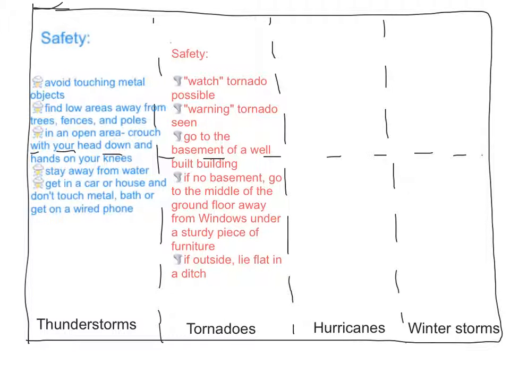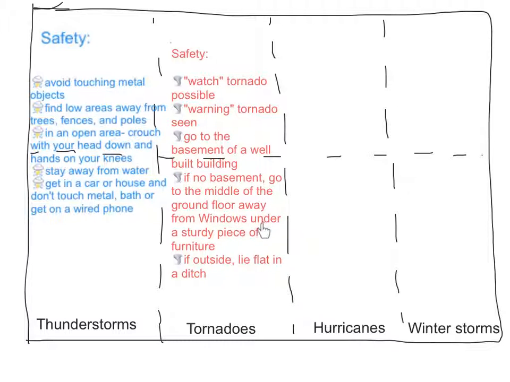Okay, so here are all the things we want to write about tornadoes. Safety: a watch means a tornado is possible. So if there is one, just keep an eye out for it. If there's a warning, the tornado has been seen or is going to happen. Go to the basement of a well-built building if at all possible. If there's not a basement, go to the middle of a ground floor.